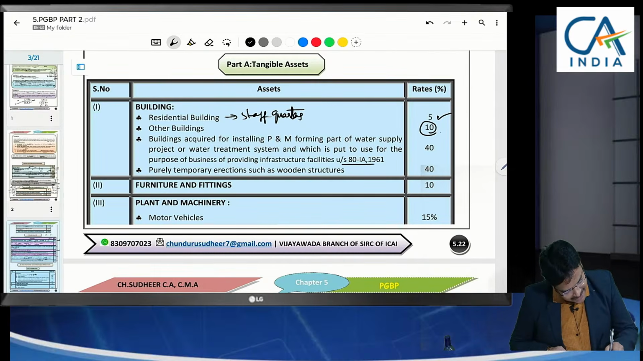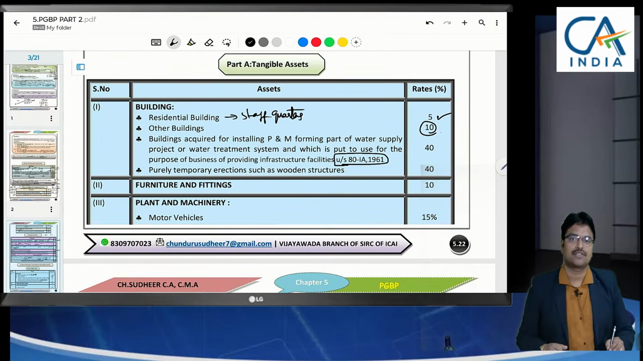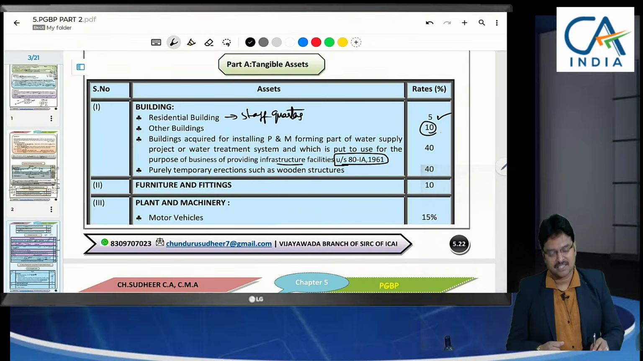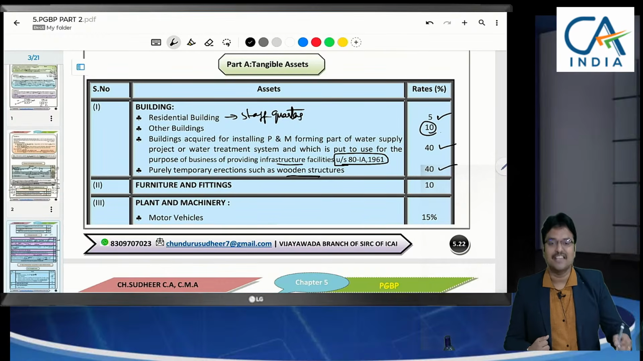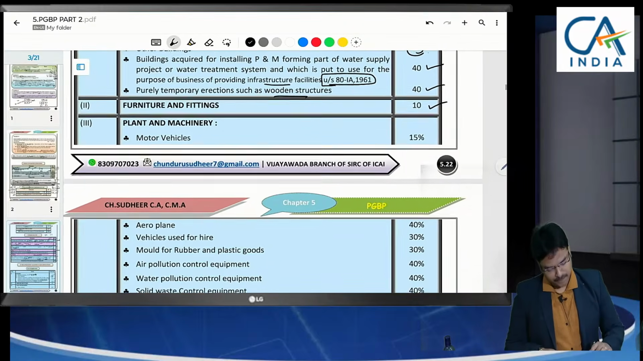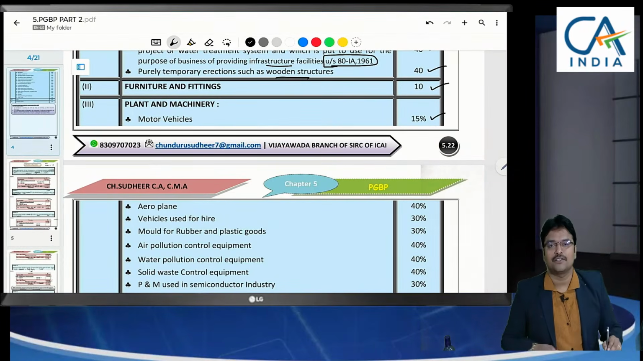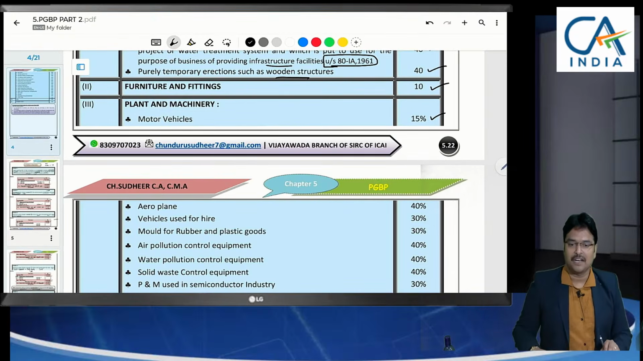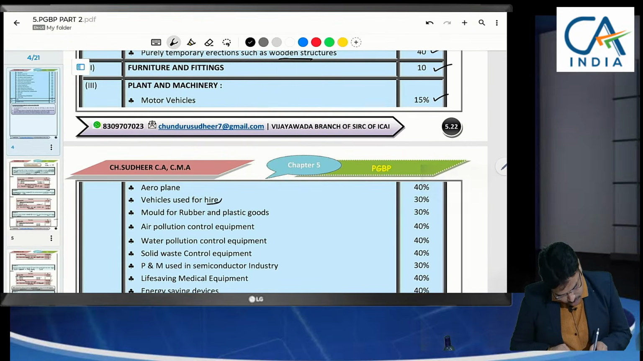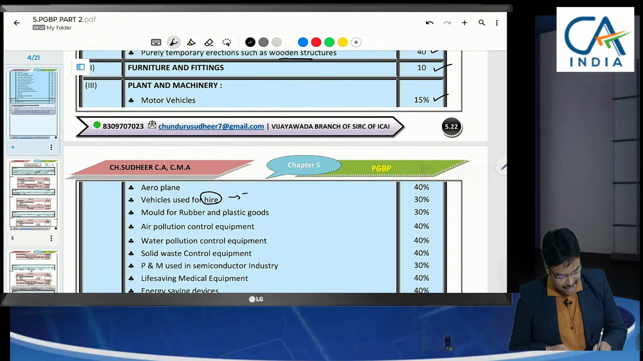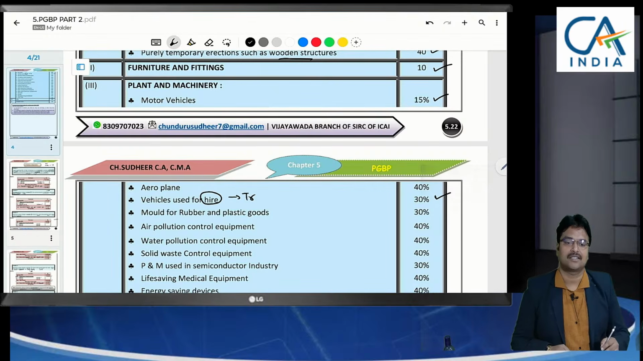Entities claiming 80IA deduction under the old Income Tax Act, where profit linked deductions were given for infrastructure facilities, can claim 40% depreciation. Wooden structures 40% depreciation. Furniture 10%. Motor vehicles 15%. You may say car, bike, auto, lorry, whatever it may be, motor vehicles 15%. But vehicles used on hire, that means transport business, they can claim 30%.